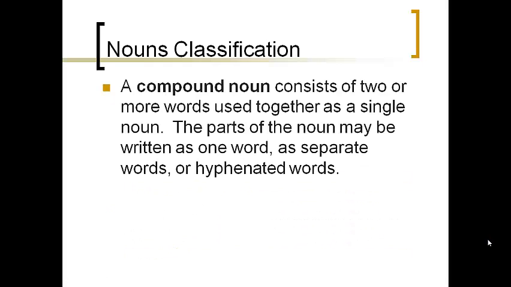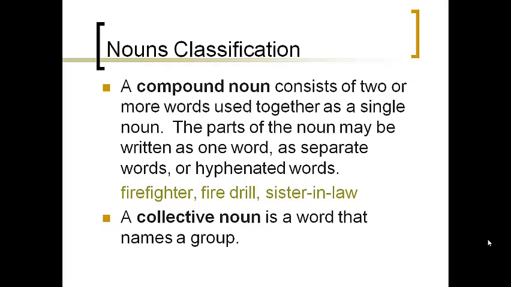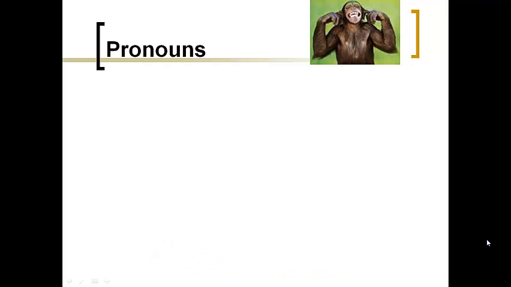Then we have compound nouns, which consist of two or more words used together as a single noun. The parts of the noun may be written as one word, as separate words, or as hyphenated words. Example: firefighter, fire drill, sister-in-law. And then we have collective nouns, which are words that name a group: audience, flock, bundle, cluster. Then let's move on to pronouns.